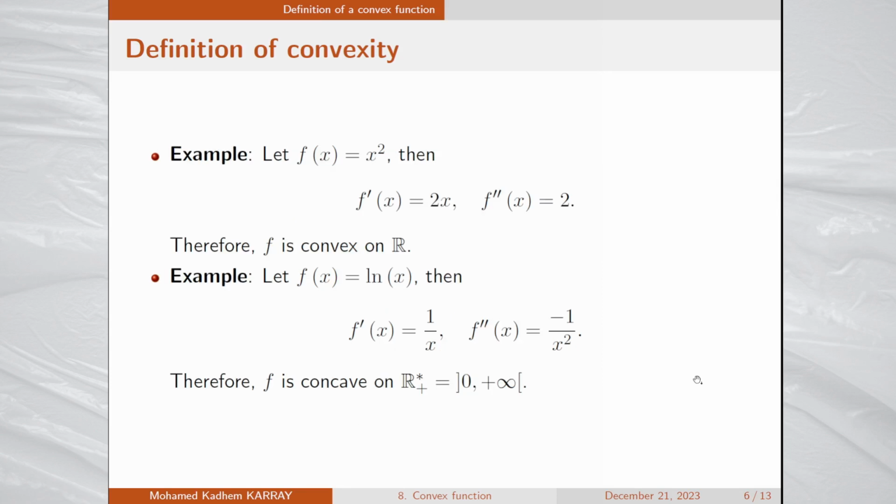So let's apply this definition to our examples. Firstly, consider the function x squared. Its first derivative equals 2 multiplied by x, and its second derivative equals 2, which is positive. So the function f here, x squared, is convex. The function logarithm has first derivative 1 over x and second derivative minus 1 over x squared, so the function logarithm is concave on the set of positive numbers. And these are the two examples I have shown in the curves before this slide.